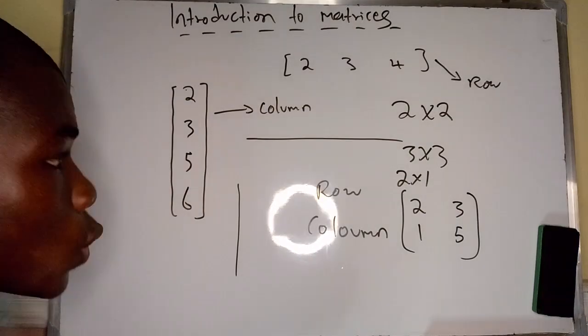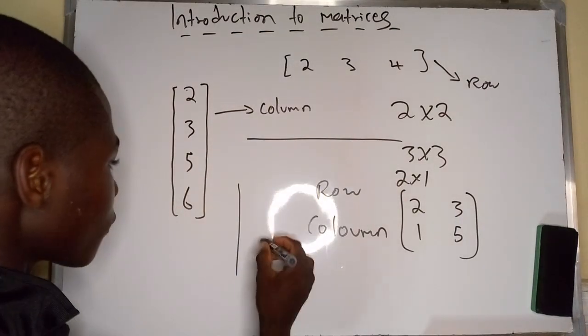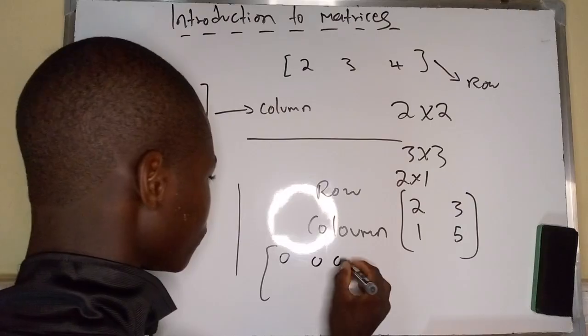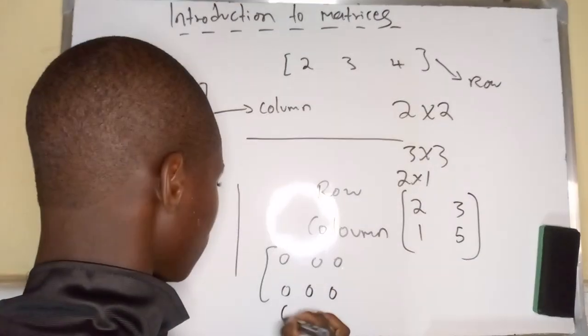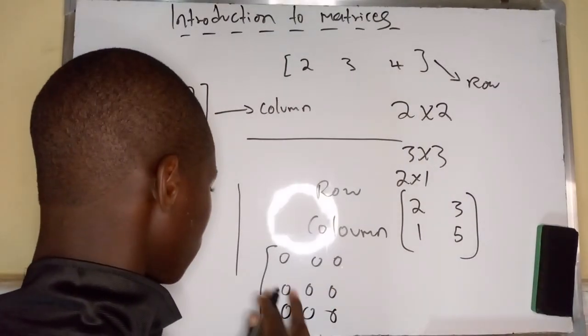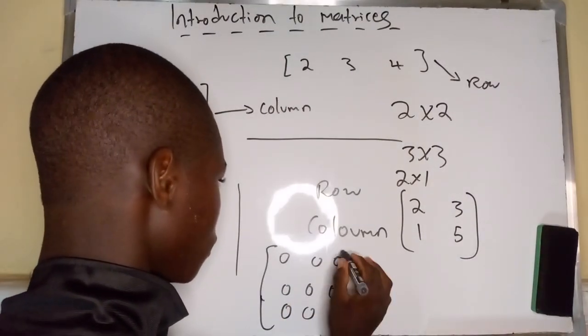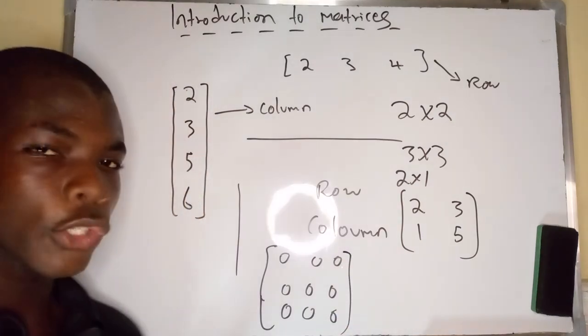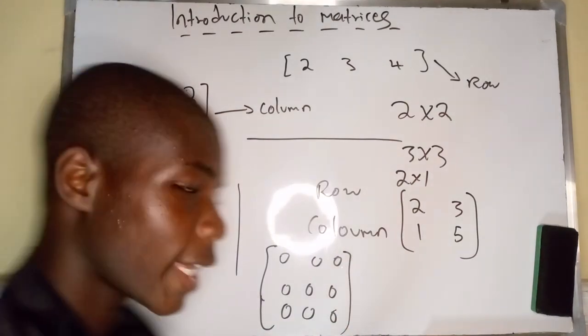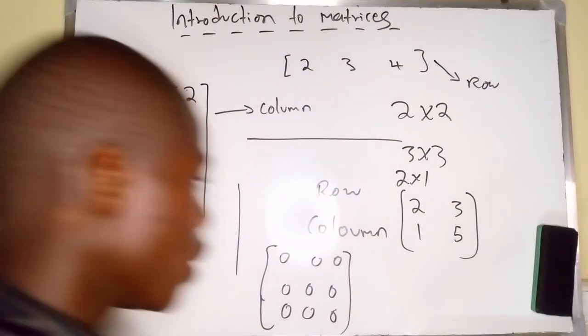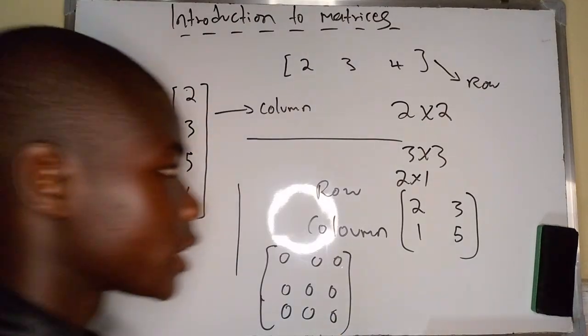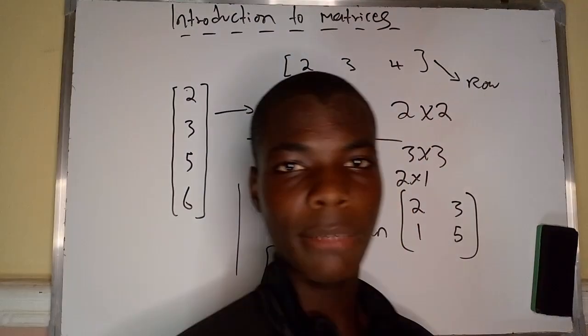So there is the zero matrix. This is what we call the zero matrix, because every element is zero. And then we have the identity matrix.